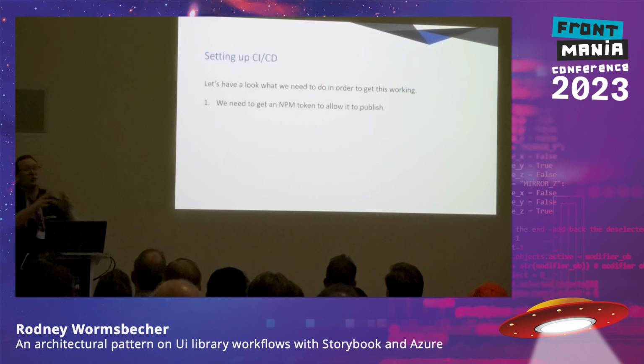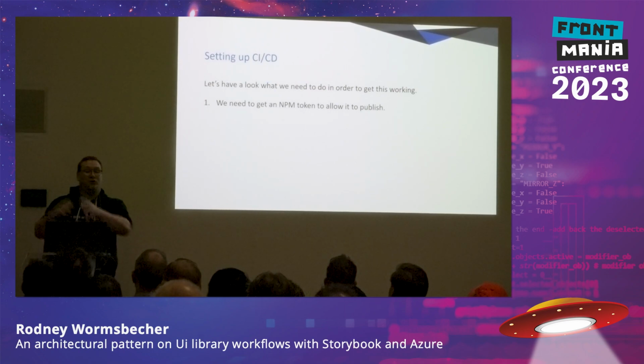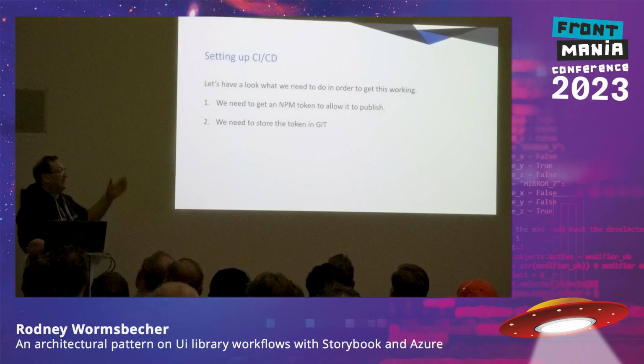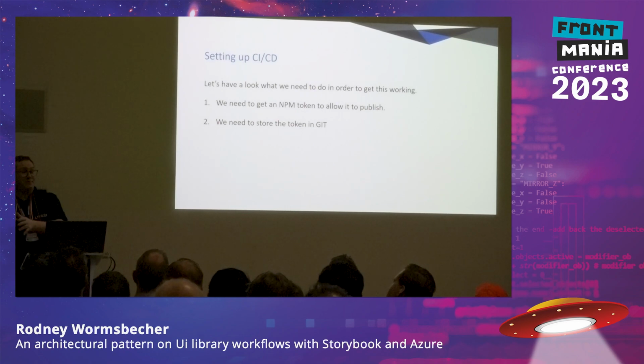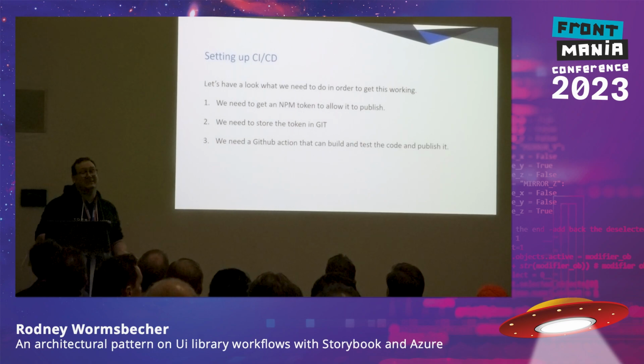The first part is we need to authenticate our CI pipeline to npm. And we do that by getting an access token. Next up, the access token, we need to store it within our Git repository, so I can actually use it. And then we need to have a GitHub action that can publish it.